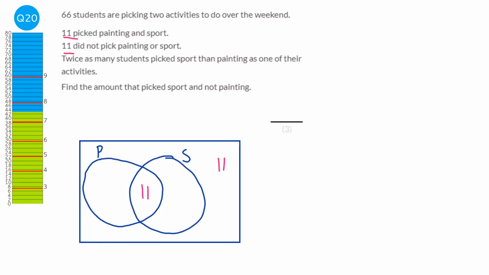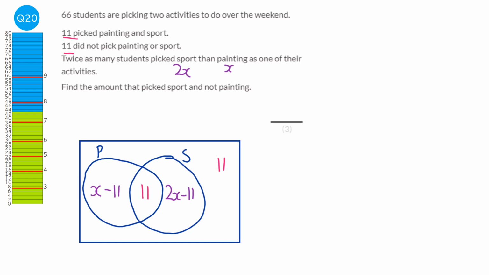Now, what we can do is say, okay, so if the painting we label as x, then the sport will be 2x. But if you look, we've already got a number in the sport, that 11 there. So in algebra, this will be 2x, take away the 11 that we already know about. And the painting is the same. We know the whole thing is x. So we're just going to take away the bit we know there, which is the 11, and it will be x minus 11.